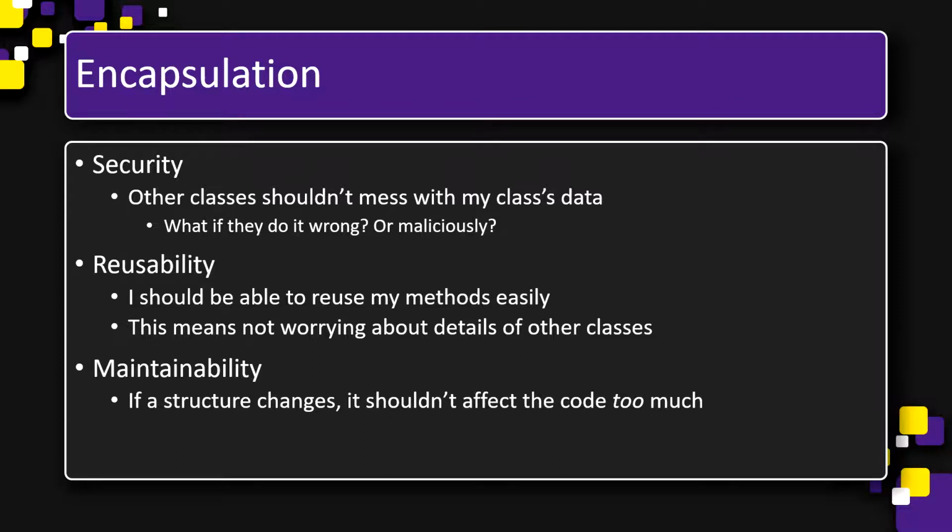The other is reusability. So I should be able to reuse my methods easily. This is part of normal use of functions and methods, but I should also be able to reuse my classes easily. And this means not worrying about the details of other classes. So I shouldn't have to worry about how something is happening because I should be able to just go and use it and do what I need to do with that data that's returned or with that function call that got made.